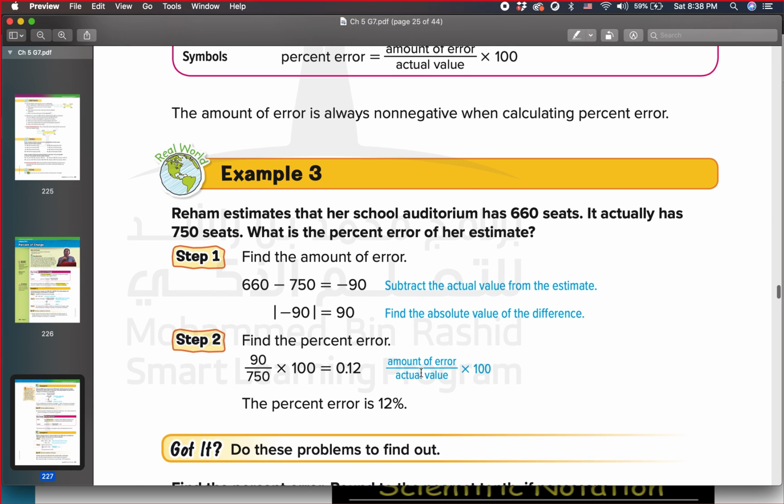0.12 means I will change this to be 12%. It's already very obvious here: even without multiplying by 100, it's 12 over 100, which means 12%.